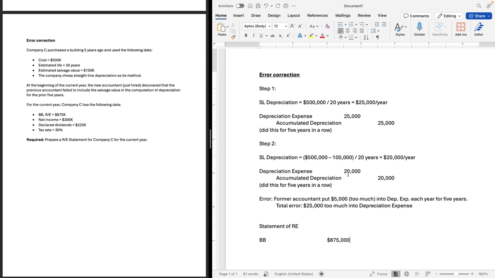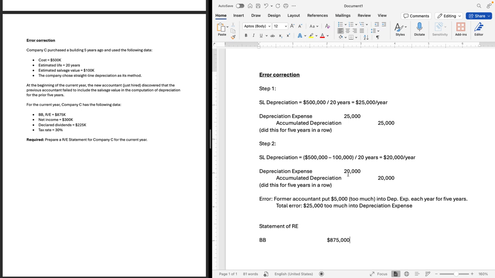But here's the hair in the soup, so to speak. Yes, the accountant put $5,000 too much in depreciation expense for each of the last 5 years. But at the end of each of those 5 years, this accountant would have closed depreciation expense to income summary. Because at the end of the year, you close all the revenue and expense accounts and dividends and gains and losses to income summary. Why? Because all of those accounts are on the income statement. And where does all that money go?